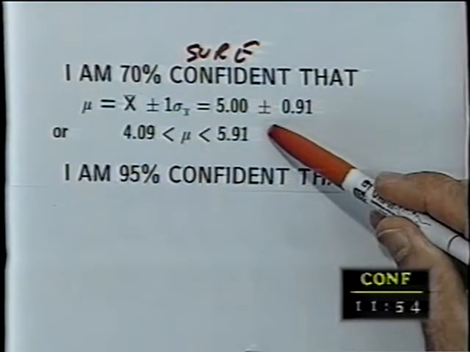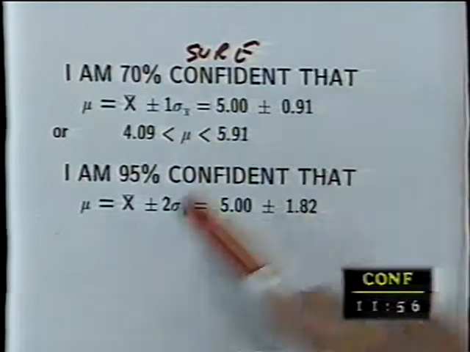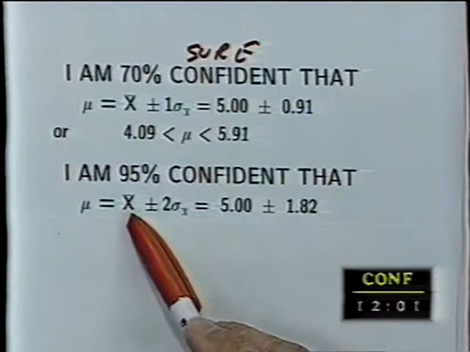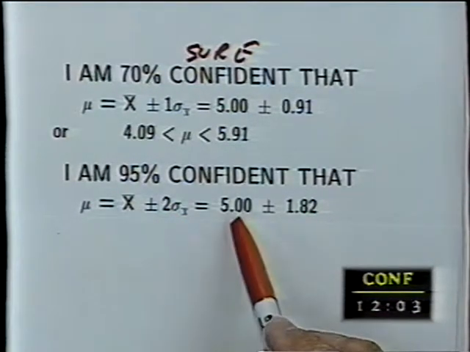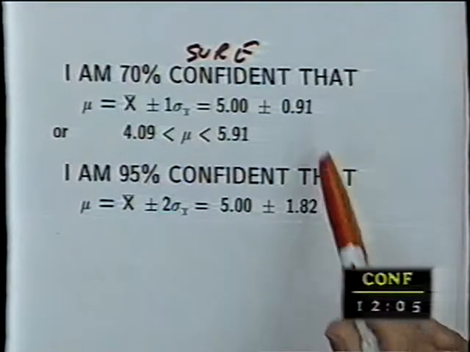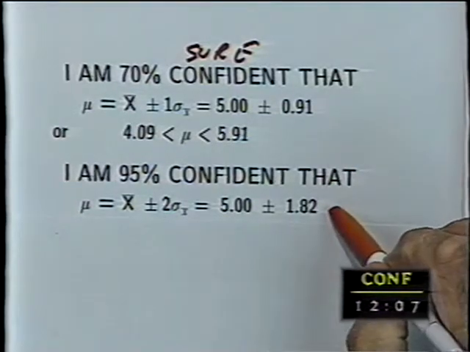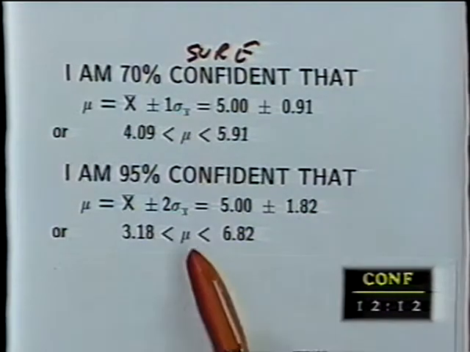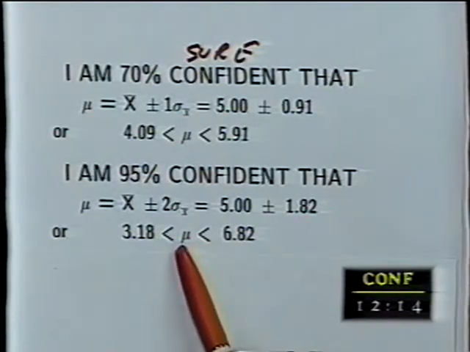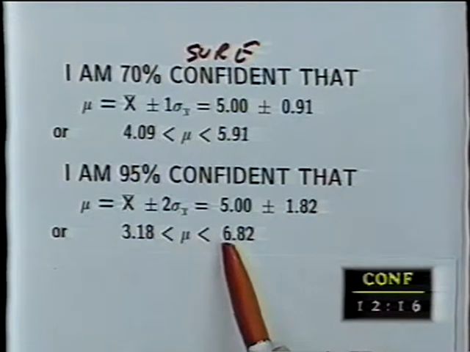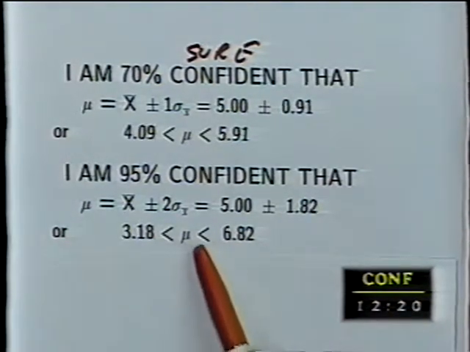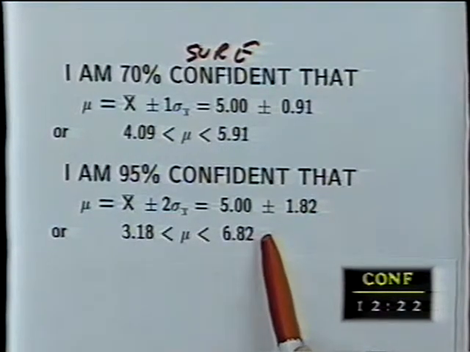Now, I'm 95% confident that the mean is within 2 standard errors of the average, which is 5 plus or minus 2 of these, which is 2 times 0.91, or 1.82. If I add and subtract, I am 95% sure that the true mean is somewhere between 3.18 and 6.82. I don't know where, but I'm confident it's in that range. This is a 95% confidence interval for the mean.